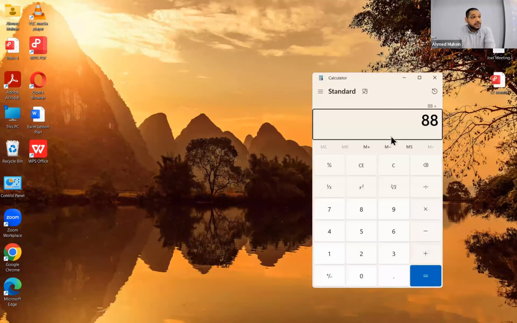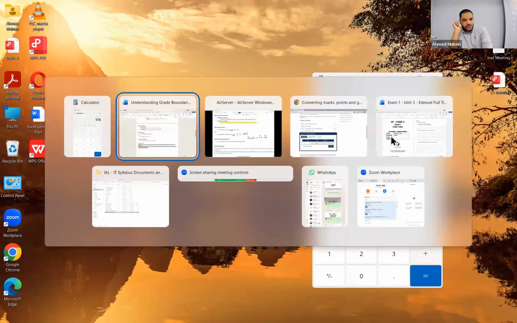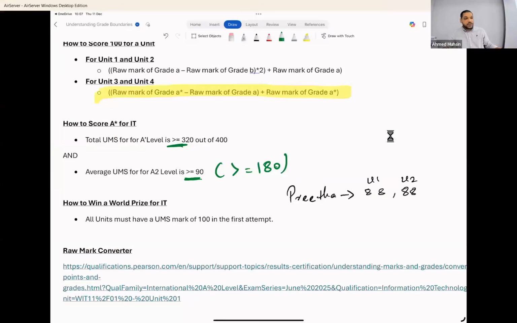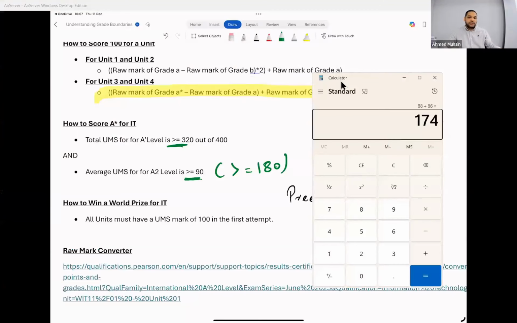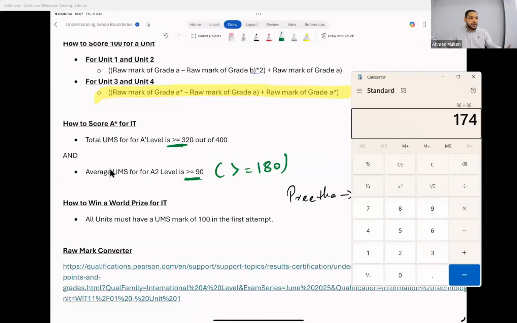88 plus 86, 174. Very, very close to achieving this target. Okay, you have scored 174. Greater than or equal to 180 will make you eligible to score an A star. Everybody okay with this? I'm sure many of you didn't understand these formulas properly.